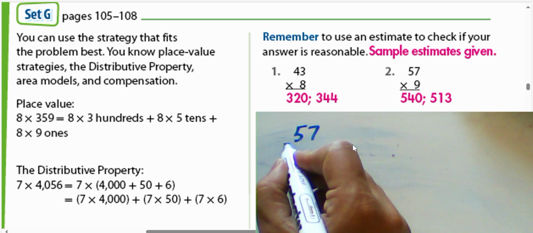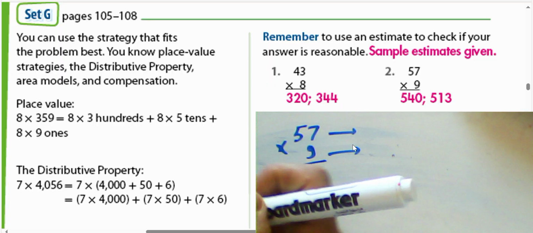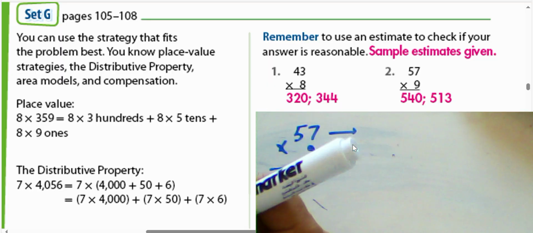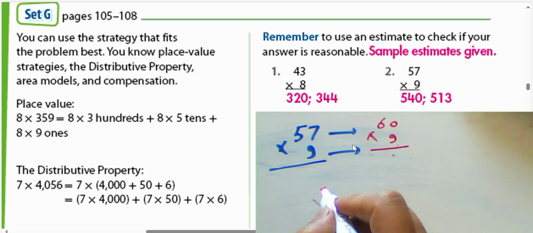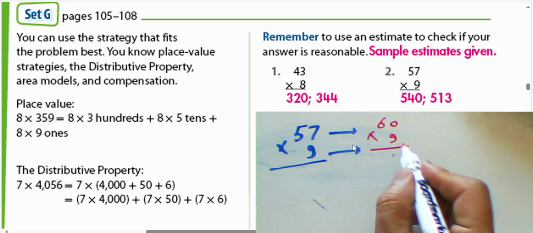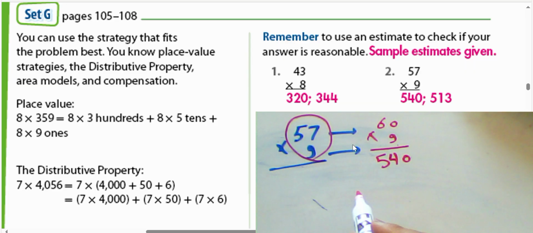Also 57 multiplied by 9. This number is nearest to what? 57 is nearest to what? 60. This number is nearest to 60 multiplied by 9. Write 0 times 9, 0, and 6 times 9 equals 54. And then you can multiply the two numbers here, 57 multiplied by 9.